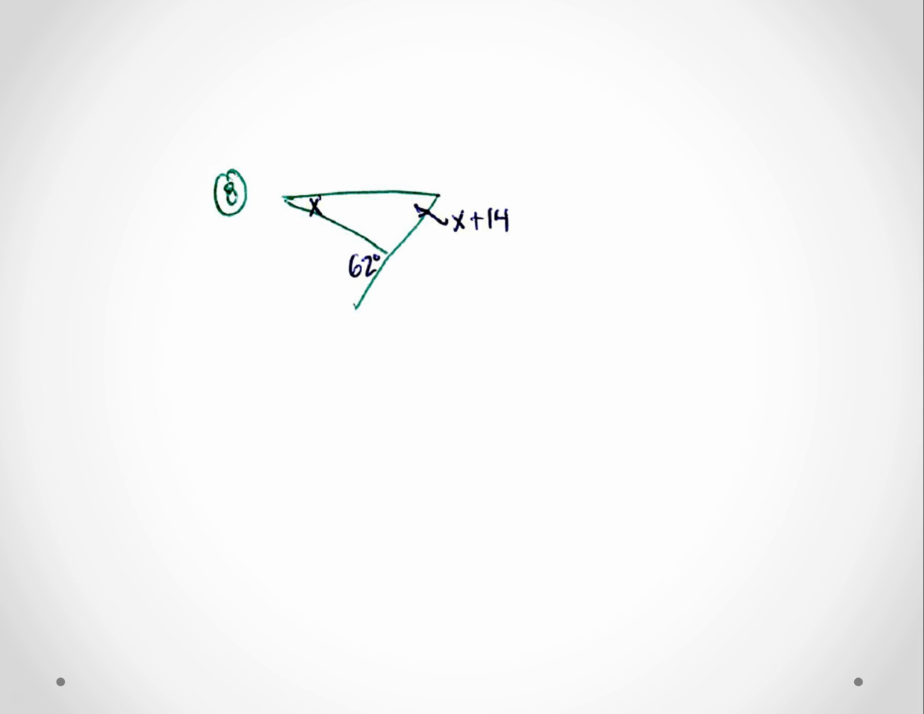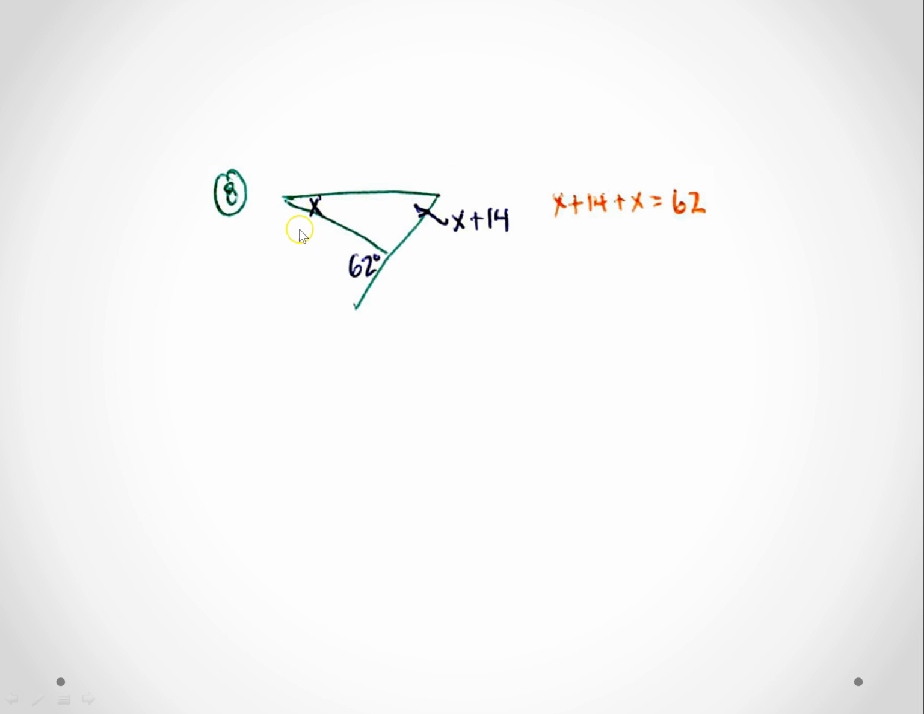So for number 8, we are given a lot of information on a triangle, but the key piece here is that the external angle is 62. So if I'm given that the external angle is 62, that means the sum of the 2 remote interior angles must be equal to the external angle.